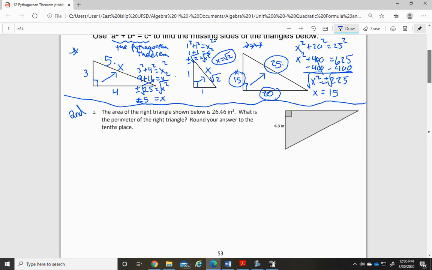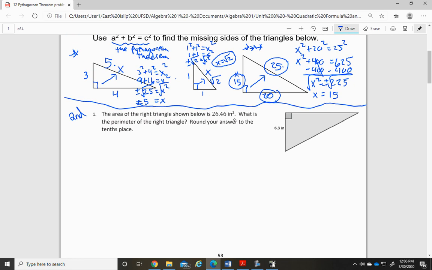Okay, let's go up to number 1 now. The area of the right triangle is 26.46. So area equals 1/2 base times height. So it comes down to reading very carefully. So if the area is 26.46, I substitute that in place of the area. And they're asking for the perimeter. Well, to find the perimeter, I have to add all 3 sides. So I have to first find the missing sides.